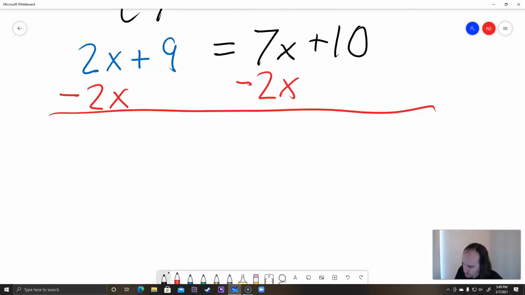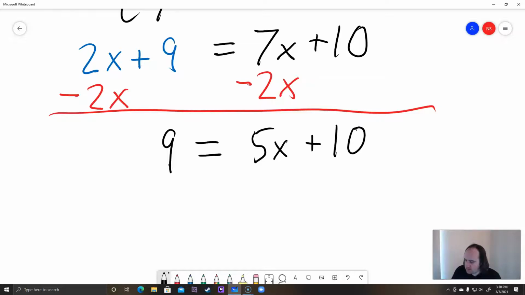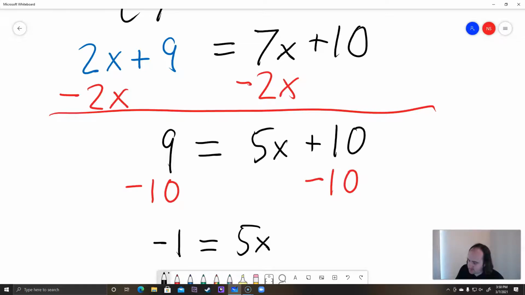On the left side, we're just going to be left with 9, and on the right side, 7x minus 2x is 5x. So we have 9 equals 5x plus 10. Then we need to finish solving for x. How do we solve for x here? We're going to have to get rid of the positive 10 on the right side. We subtract 10 from both sides. On the left side, I get negative 1, and on the right side, I get 5x.